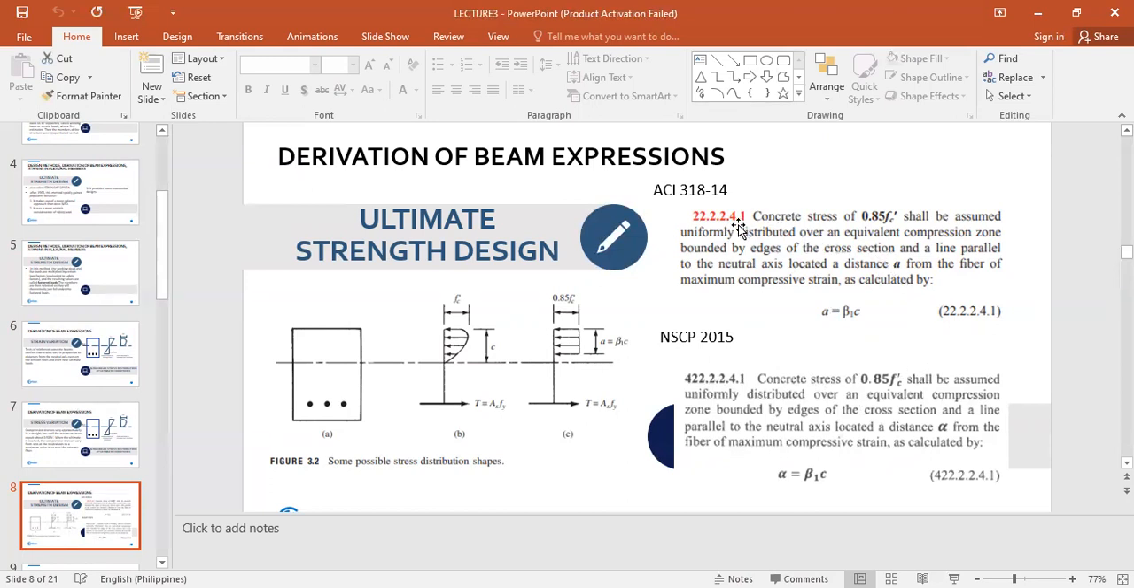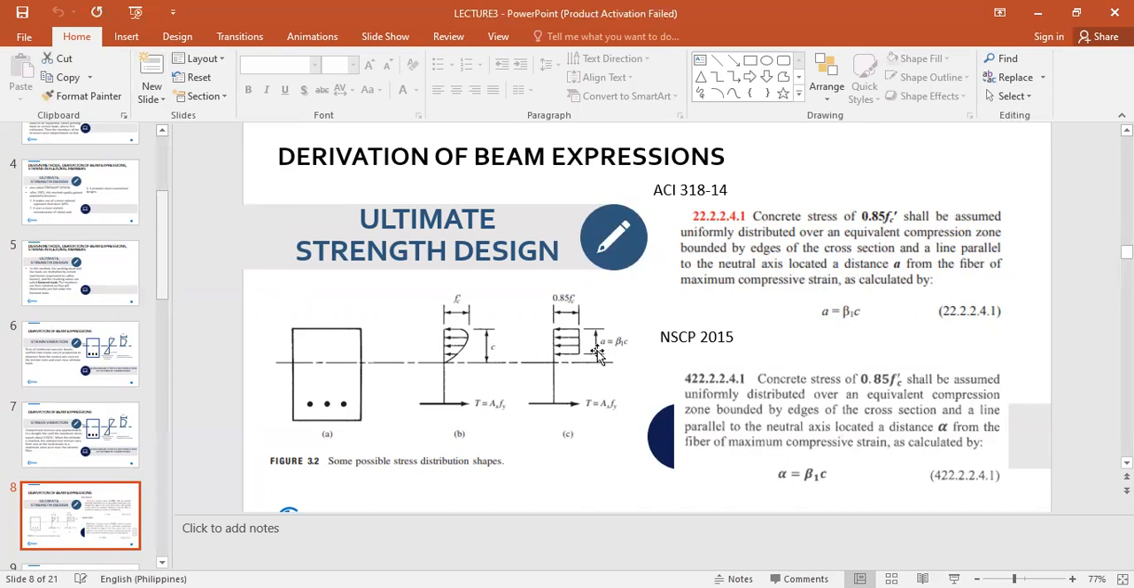Under section 22.2.2.4.1 of the ACI 318-14 code, the concrete stress of 0.85 fc prime shall be assumed uniformly distributed over an equivalent compression zone bounded by the edges of the cross-section and a line parallel to the neutral axis located at distance a. So this is what we call distance a.